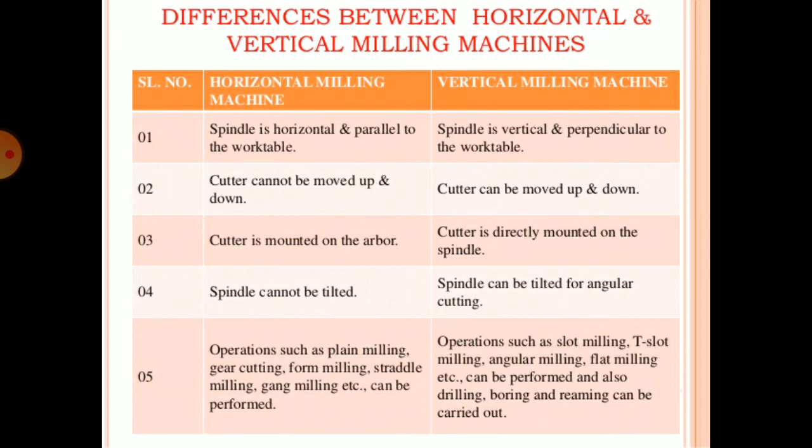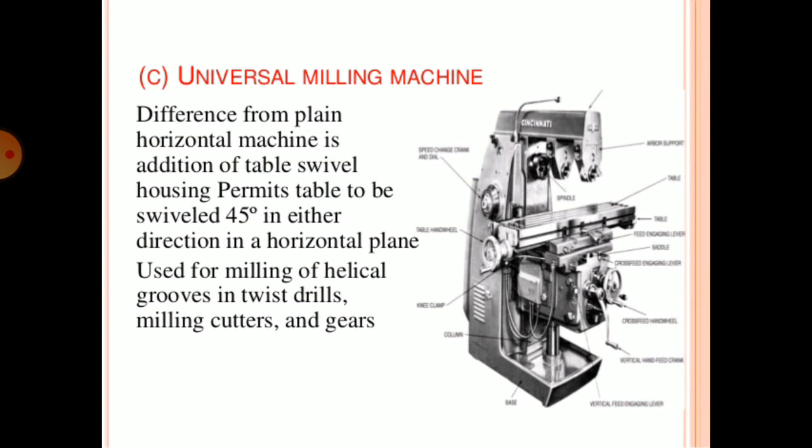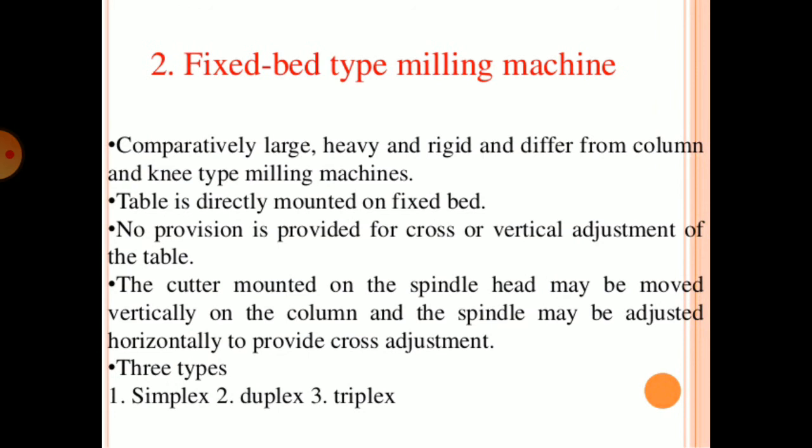And there are several different comparisons, or we can say the differences. Universal milling machine: difference from plain horizontal machine is addition of table swivel housing, which permits table to be swiveled 45 degrees in either direction in a horizontal plane. Used for milling of helical grooves and twist drills, milling cutters and gears.